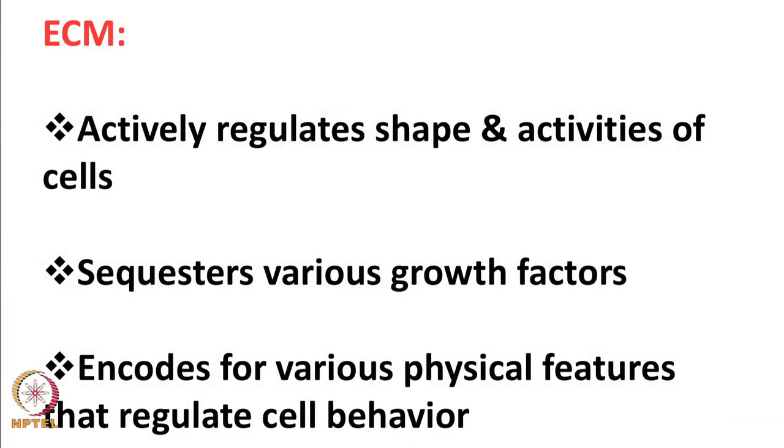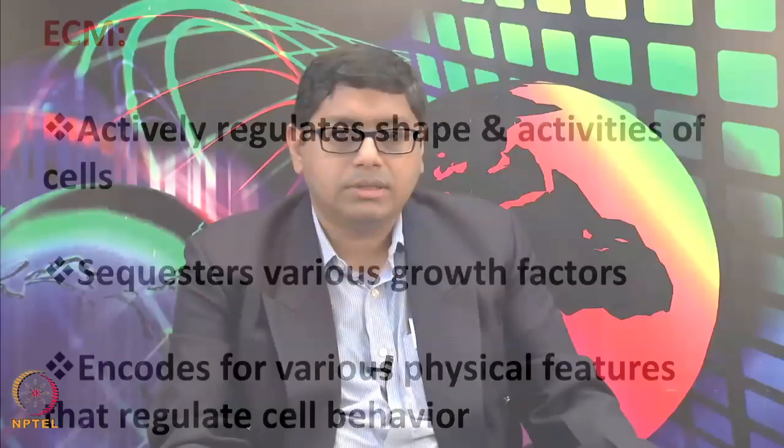So, what are some of the functions of extracellular matrix? The ECM actively regulates shape and activities of the cells. It sequesters various growth factors. As I said, some of these growth factors are actually cross linked into the matrix. So, you need signals by other cells to actually cleave the growth factors and release them and then activate them. And ECM encodes for various physical features that regulate cell behavior.